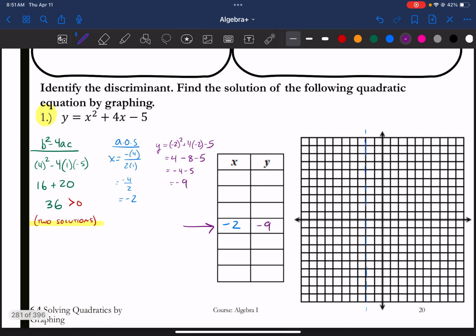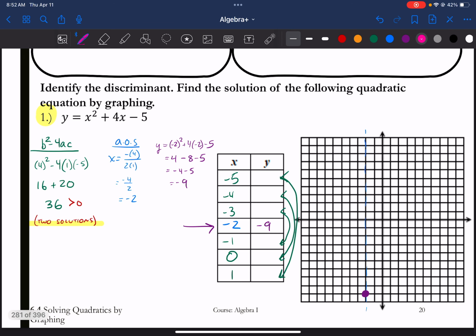I plot my point for the vertex, negative 2 comma negative 9, and I'm going to fill in the rest of the table, right? So I get a negative 1, I get a 0, I get a 1, negative 3, negative 4, and negative 5. As I remember, these 2 will be the same, these 2 will be the same, and these 2 will be the same. Go ahead and calculate these.